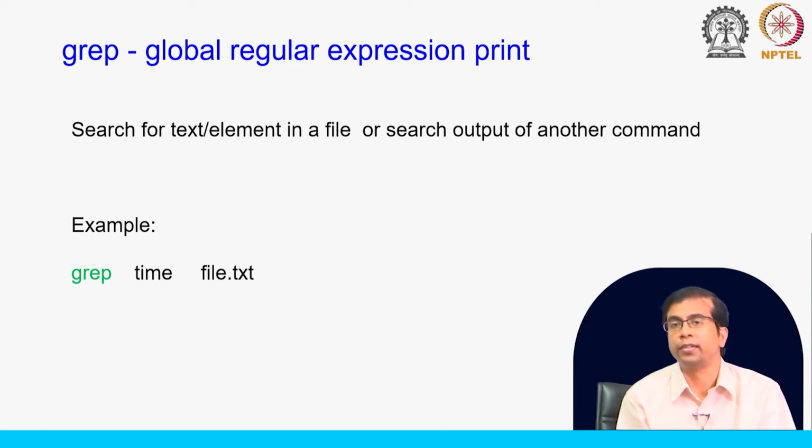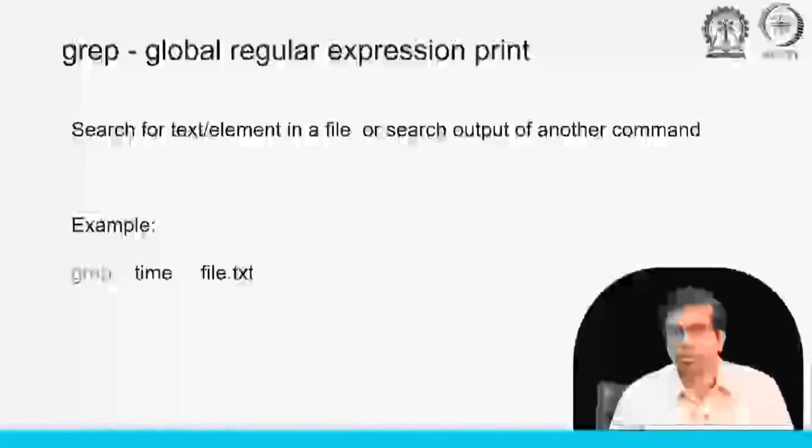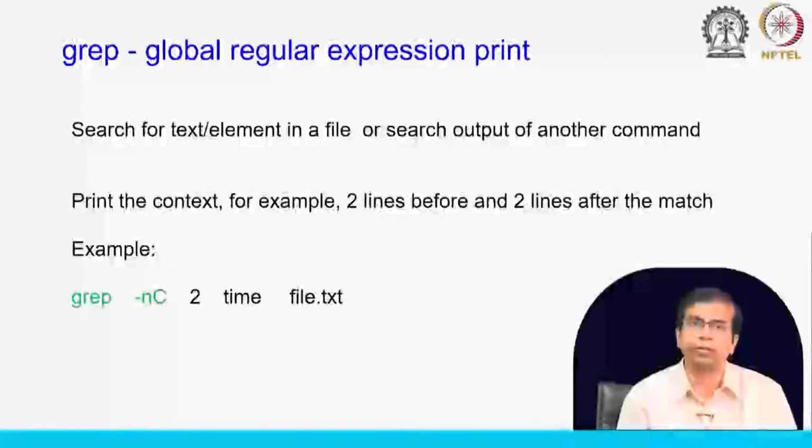So, context means maybe just show us the 2 lines before the occurrence and 2 lines after the occurrence. So, grep can also do that, right. So, this is where we use this. The grep option is -C.